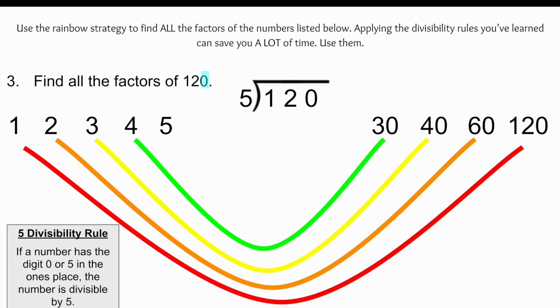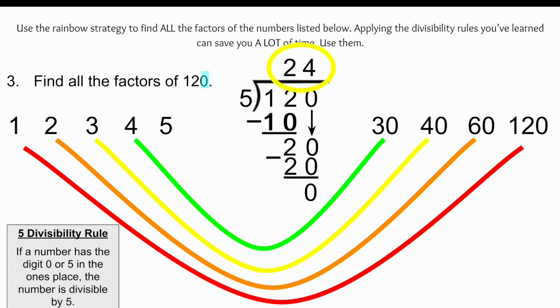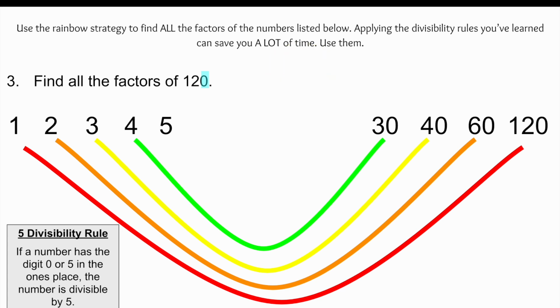5 can go into 12 2 times. 2 times 5 is 10. We'll subtract, bring down the 0. 5 can go into 20 4 times. 4 times 5 is 20. We'll subtract. We get 0, and we have nothing left to bring down. And since we have a 0, we have no remainder, right? So the other factor is 24. Let's write that one down. 5 times 24 equals 120.